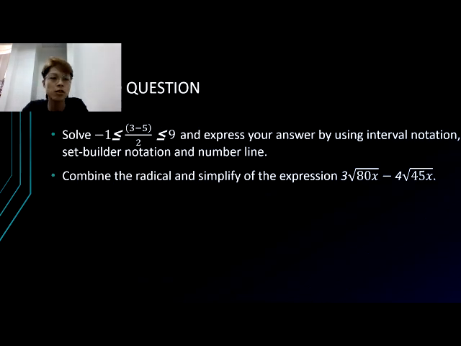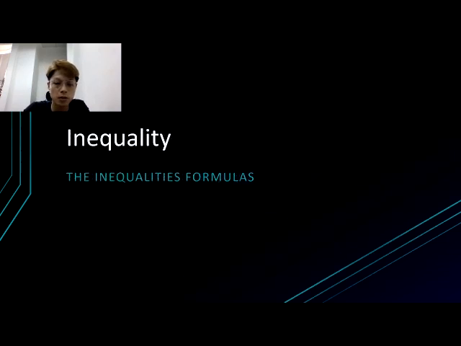My assigned question is: solve -1 ≤ (3 - 5x)/2 ≤ 9, and express your answer using interval notation, set builder notation, and number line. The second question is: combine the radicals and simplify the expression 3√80x - 4√45x. So let's start with the first question.